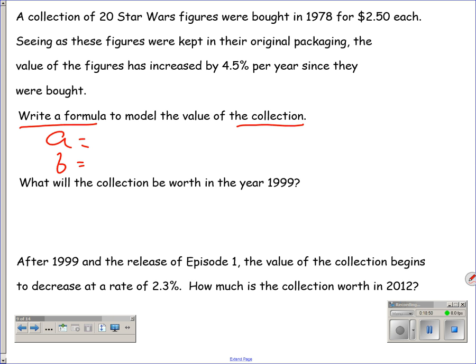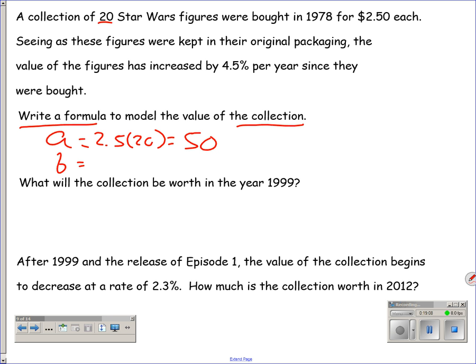All right, how do I find my A? It's my initial value. Don't tell me it's just 250, right? Because there's 20 of them. So my entire collection is worth $5,000.